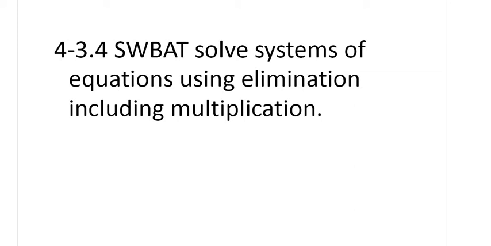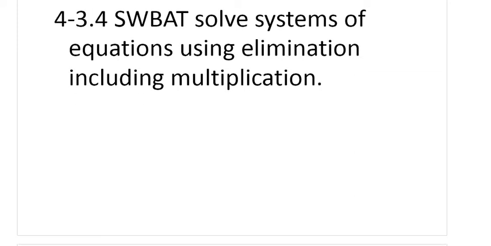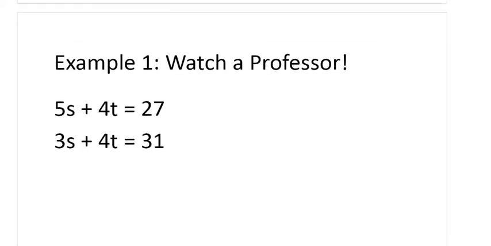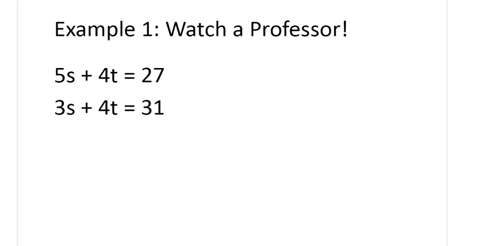Now today we're going to review that quickly and then talk about what we can do when we don't have that situation. So in example 1, go ahead and write this in your notebook. Actually in class we'll be watching a quick little video on this, but since we're not in class, you're going to work down through this with me in your notebook. So I've got these two equations: 5s plus 4t is equal to 27, and 3s plus 4t is equal to 31. That's a system of equations because I have more than one equation here.